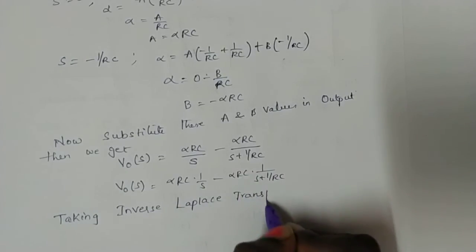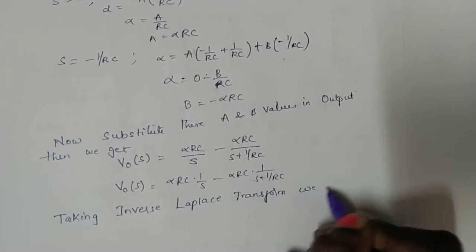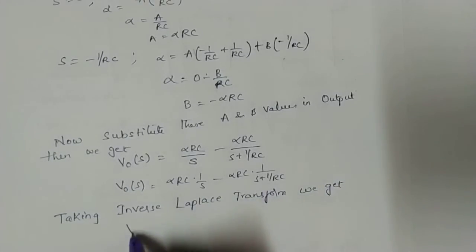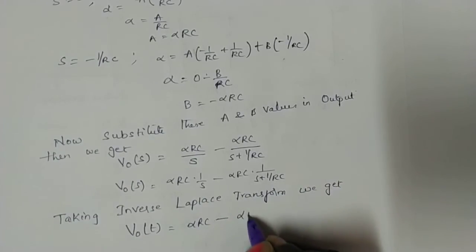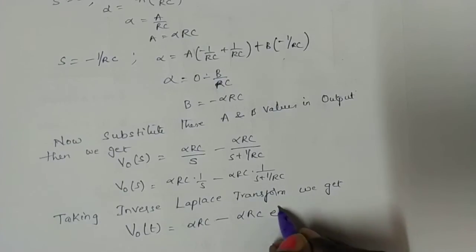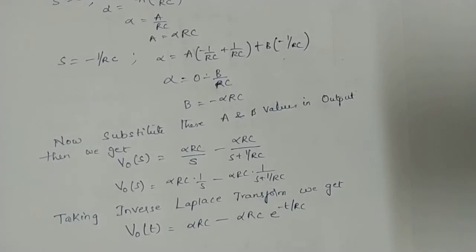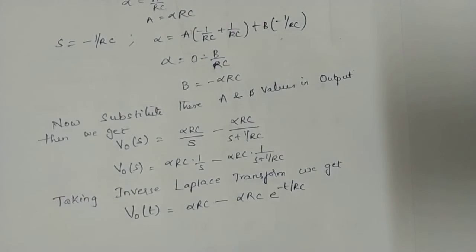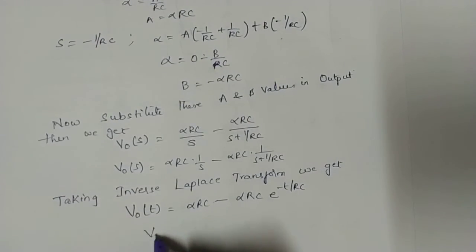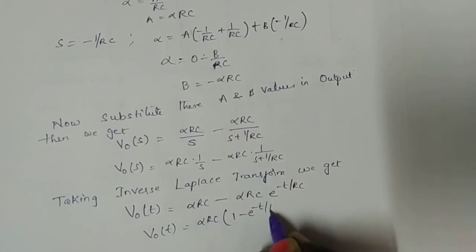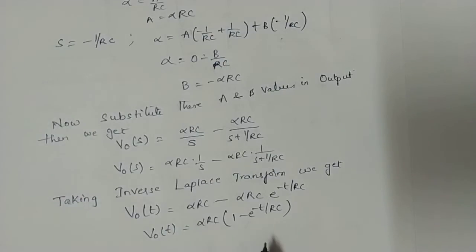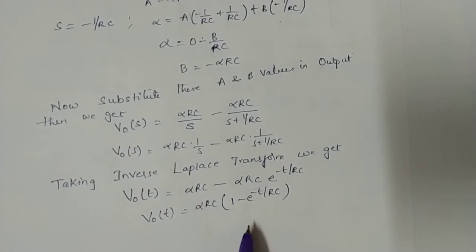Now taking the inverse Laplace transform, we will get V naught of t equal to alpha RC times 1 by S is nothing but 1 minus alpha RC into e power of minus t by RC. This is the output expression. Now we can take alpha RC as common: alpha RC into 1 minus e power of minus t by RC. This is the output expression for the ramp signal when it is applied to the HPRC circuit.